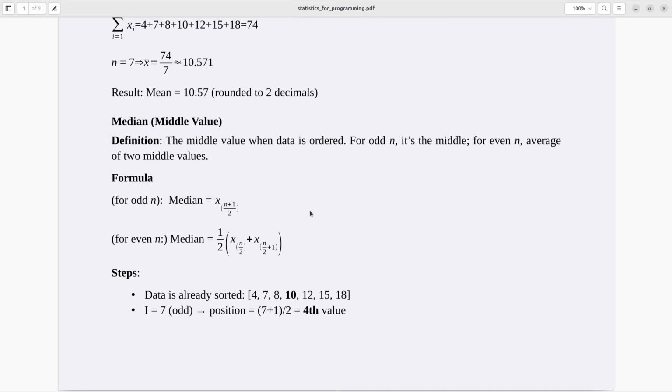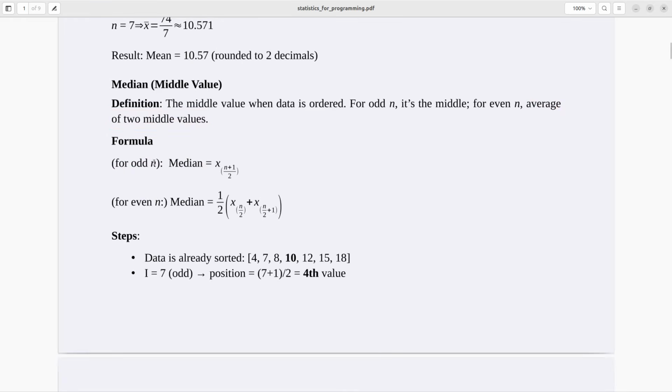Okay. And the second type of descriptive statistics is called the median, which is essentially the middle value of the data. The middle value should be found when the data is ordered. For an odd number of data, the median is just the middle value of the data. But for an even number of elements, we just take the average of the middle two values as the median of the data. So the formula is like that.